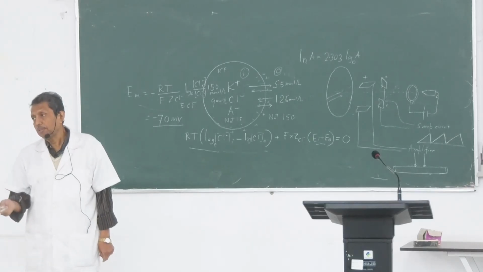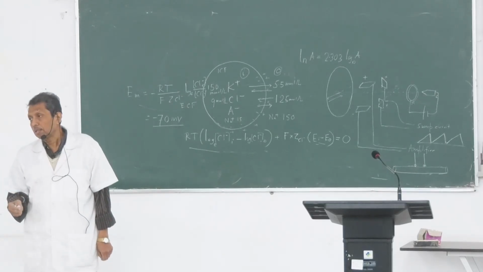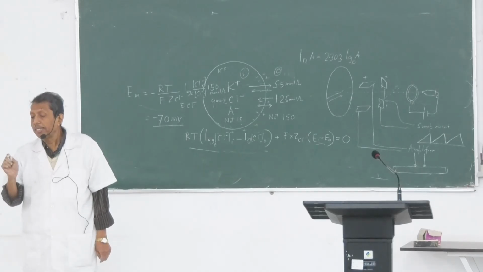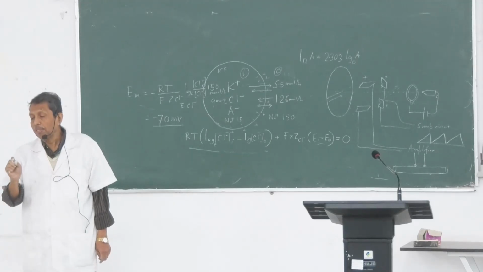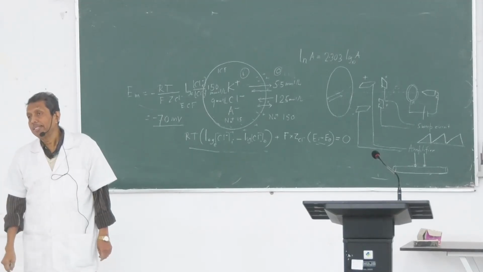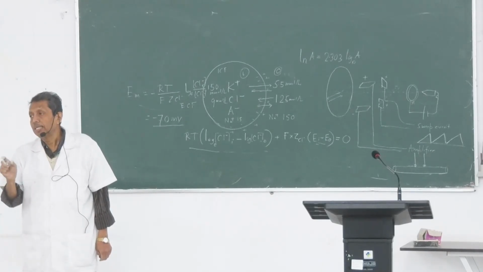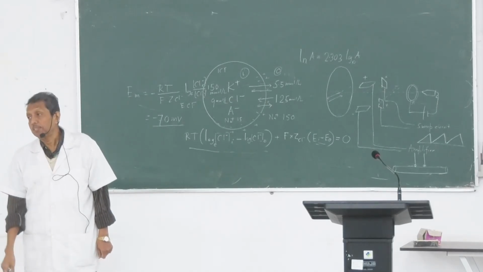Like crabs, squids, cuttlefish, and this type of animals. Invertebrate animals contain unmyelinated axons of dimensions that can be manipulated easily with this type of electrodes. Over these axons, these experiments have been done and they are established.